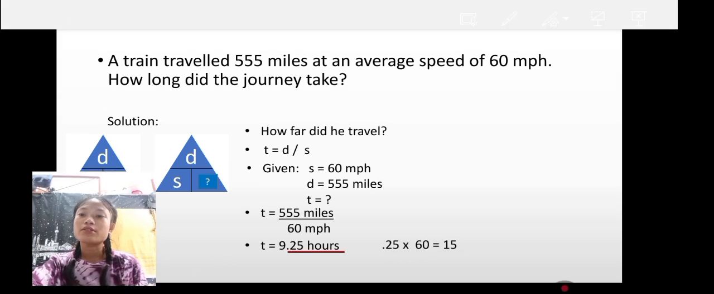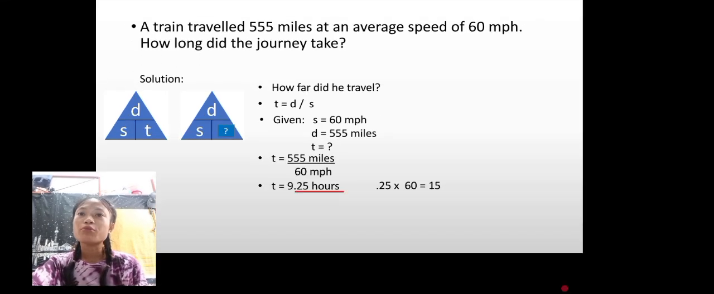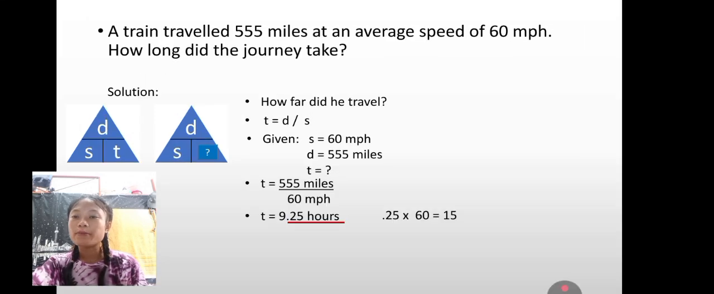9.25 hours. So, i-convert na nato siya sa minutes. Unsay equivalent sa 0.25 into minutes? Ato na nang i-multiply. Times nato sa 60. So, 0.25 times 60 is equals to 15.